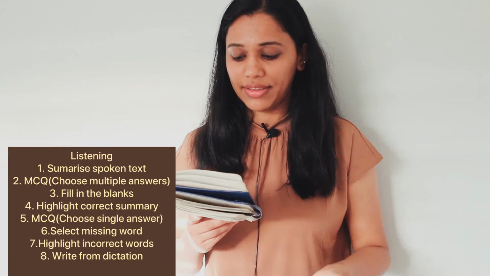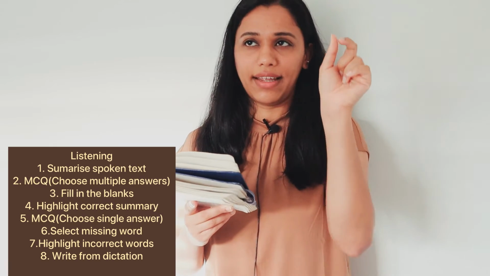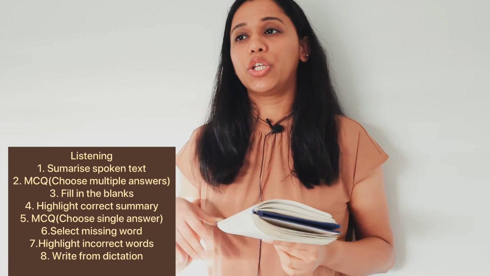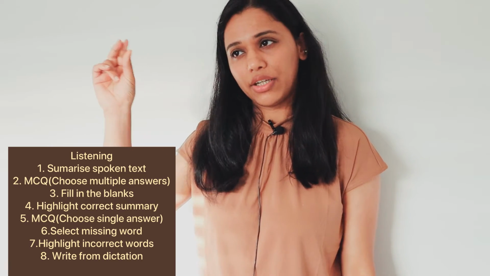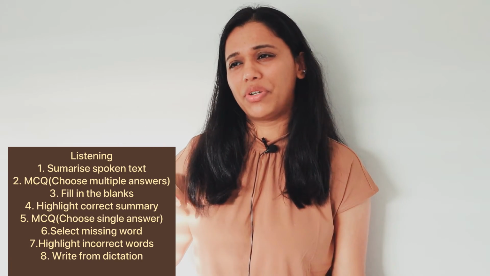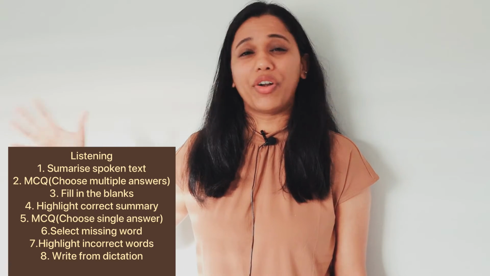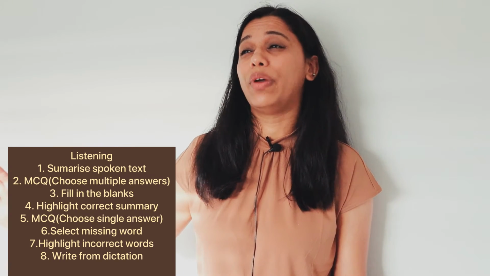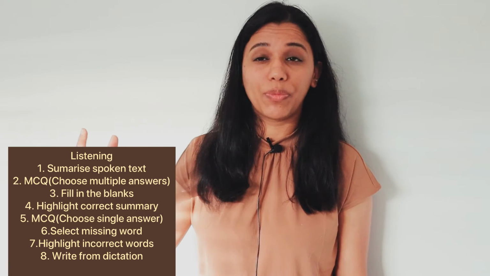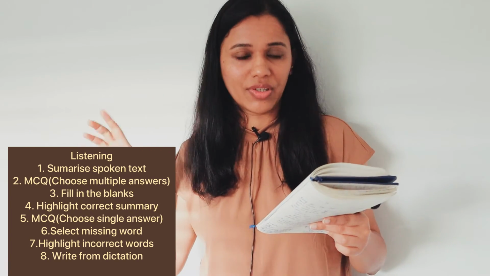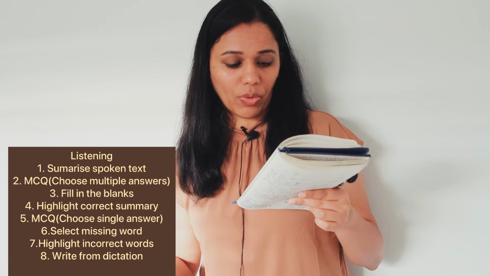Then there's fill in the blanks section. You again listen and fill in the blanks. Then highlight correct summary. You will listen to something. There would be 3 or 4 options. Is this the summary of what was said? There will usually be contrasting differences, or they can seem to be similar, but you would find the exact summary in one of those options. That would be the correct one.